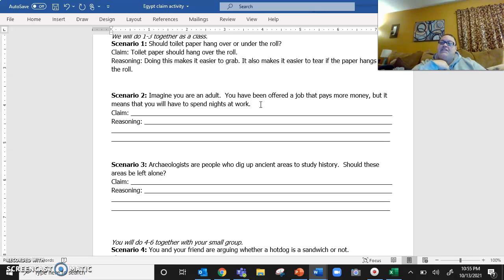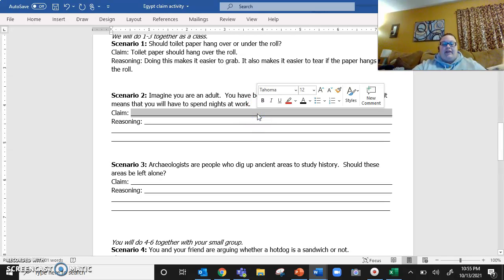That's a good point. Let's read the scenario again. Imagine you are an adult. You have been offered a job that pays more money, but it means that you will have to spend nights at work. So what is this asking us? Yeah, this is asking us, what is more important, money or family?